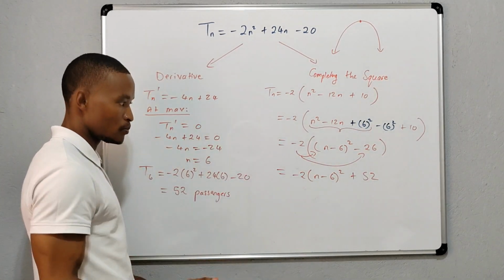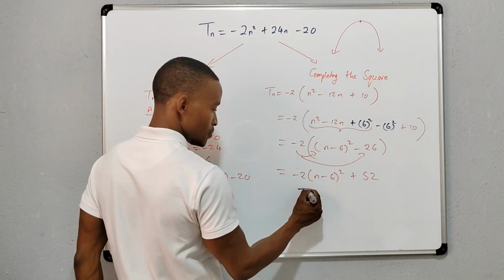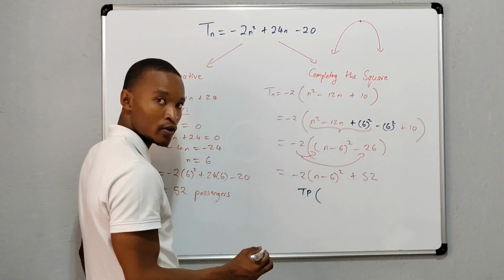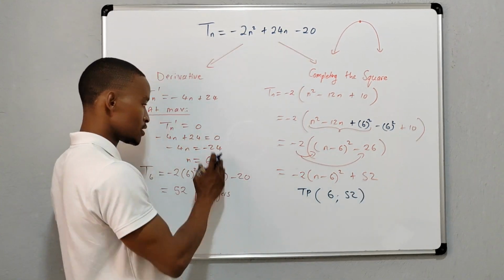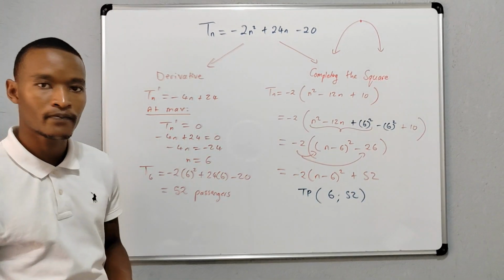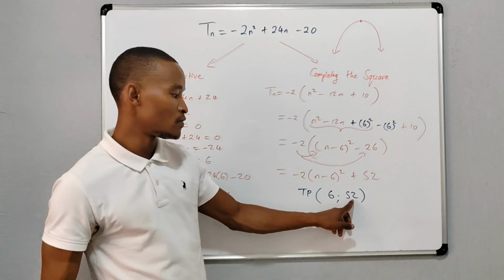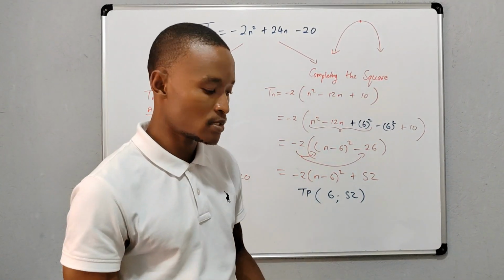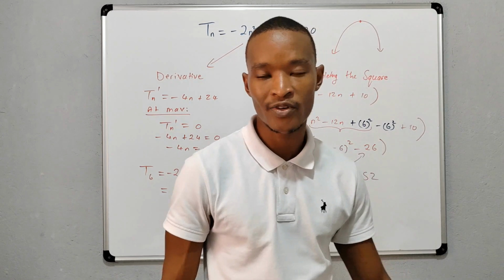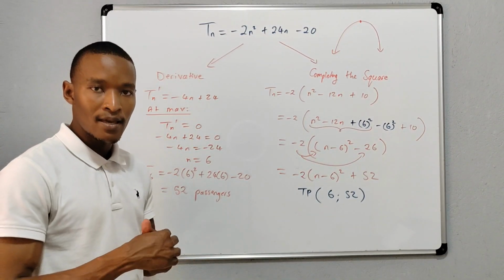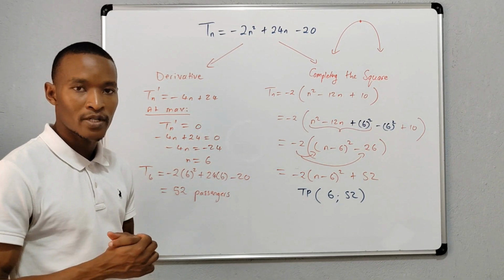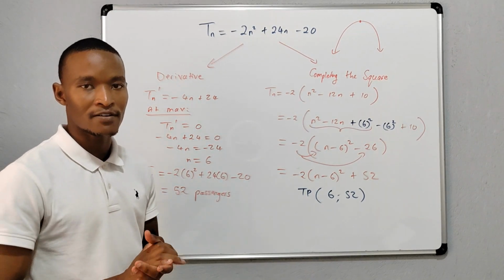Okay, the beauty of mathematics. Do you see the turning point now? Turning point will be 6, 52. Totally in agreement with what we've done here. Okay, so definitely there'll be 52 passengers as the maximum number of passengers on this bus. This takes care of question C, and let's look forward now to the last question, question D, under question 5. Take a look.